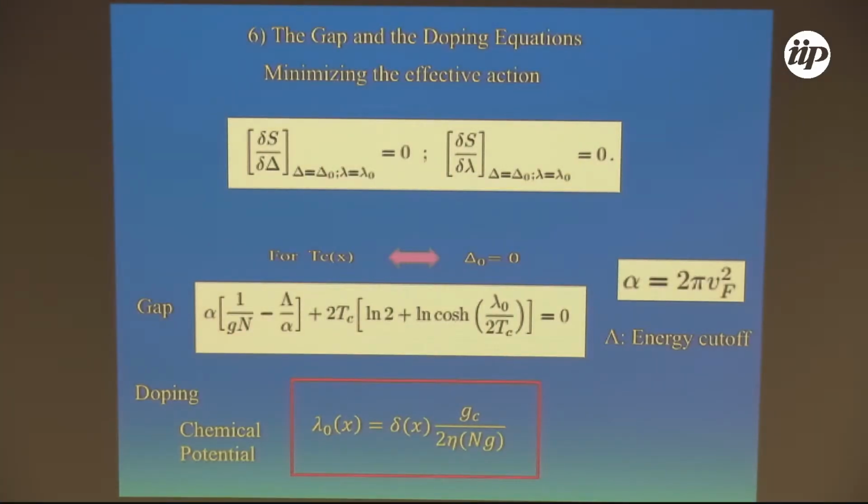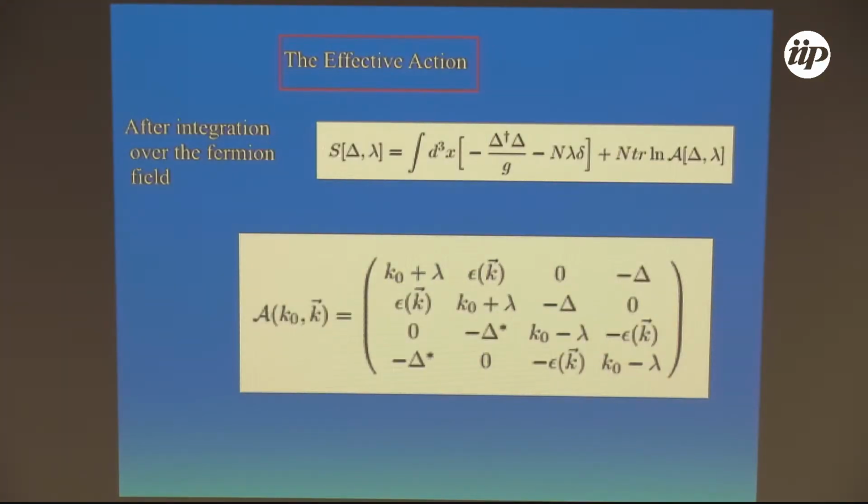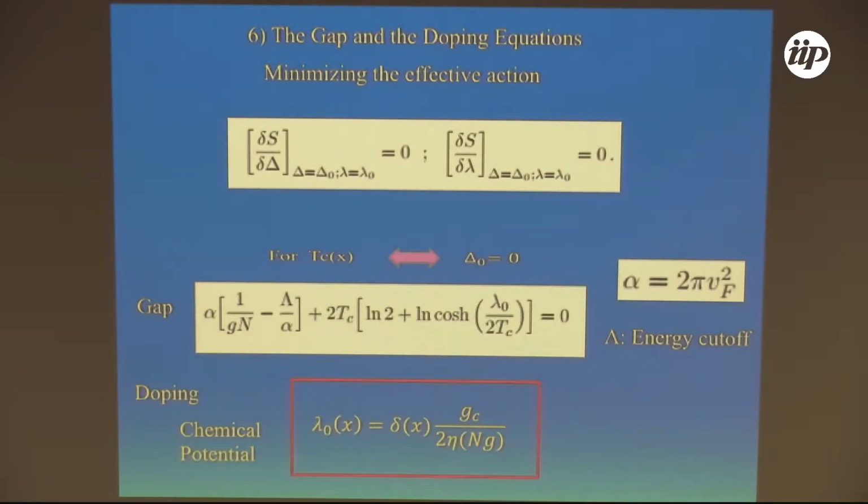So by doing that, we obtain an effective action. It's a function of delta and lambda. And we just minimize. We take these 2 conditions. We will produce 2 equations. One, this will produce what I call the gap equation, and this will produce what I call the doping equation, which I call delta and lambda satisfying these conditions at delta 0 and lambda 0.